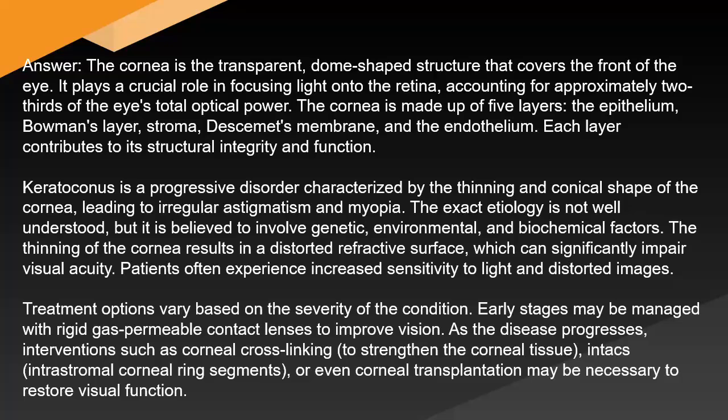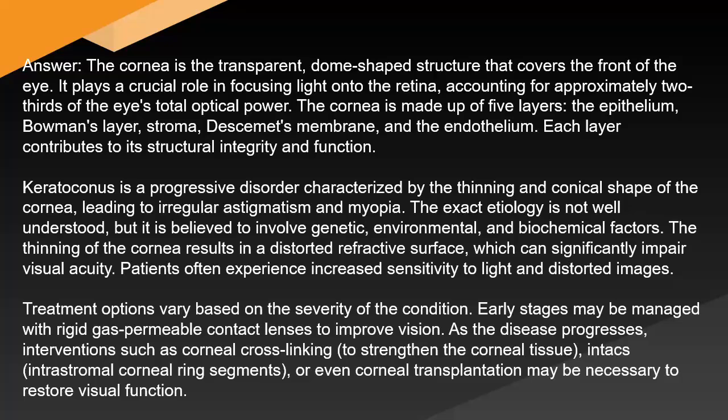It plays a crucial role in focusing light onto the retina, accounting for approximately 2/3 of the eye's total optical power. The cornea is made up of 5 layers: the epithelium, Bowman's layer, stroma, Descemet's membrane, and the endothelium. Each layer contributes to its structural integrity and function.